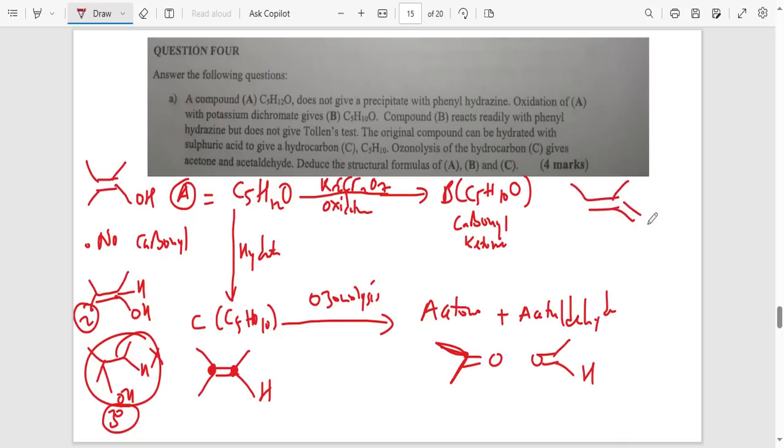So put a double bond here. Okay. Now the single bond. For A, sorry, forgive me. For A, the double bond is not supposed to be there. When you oxidize an alcohol, it forms a ketone. When you dehydrate an alcohol, you form an alkene.